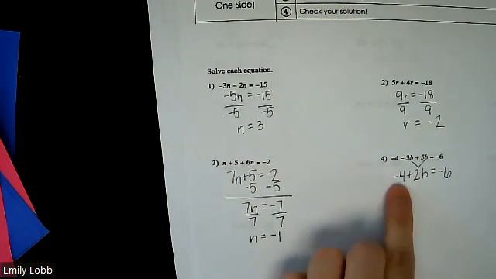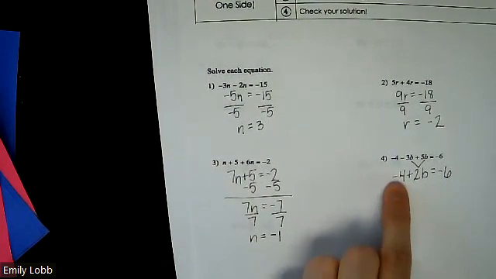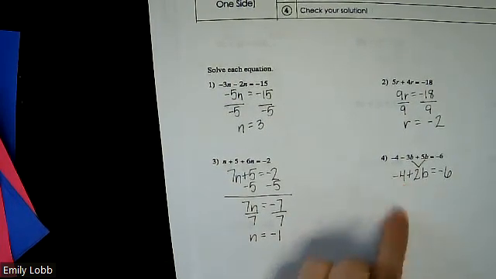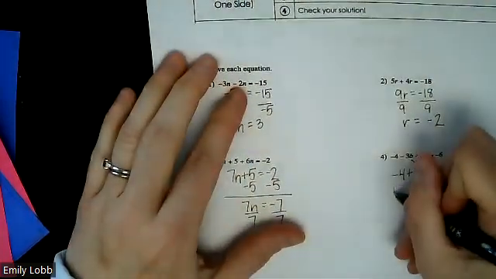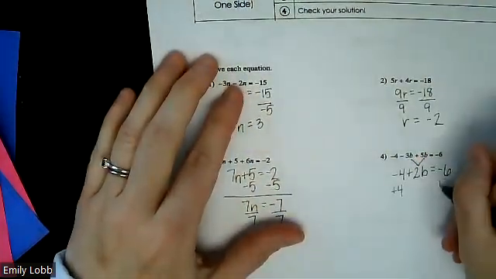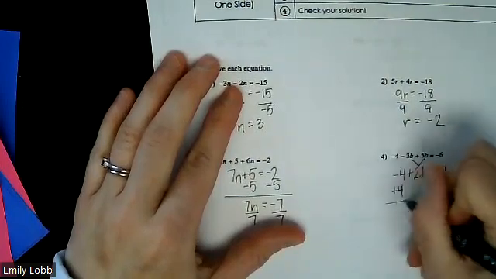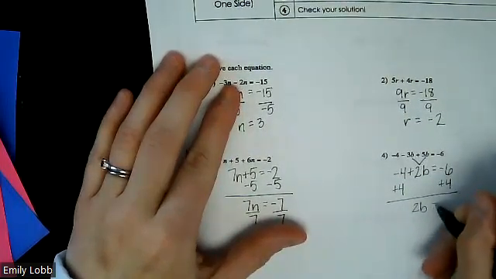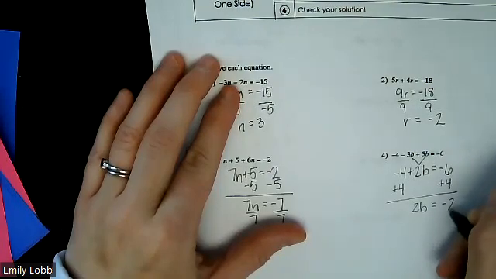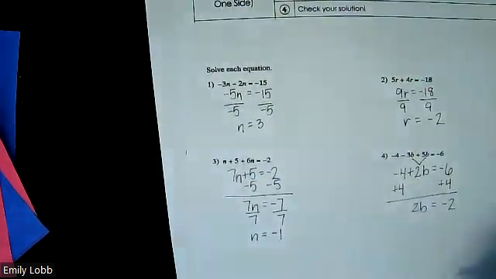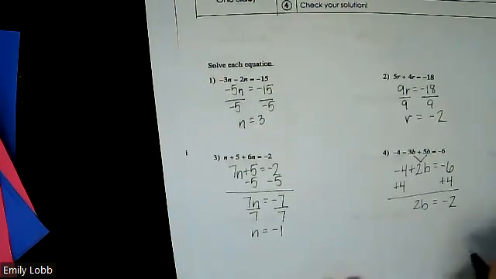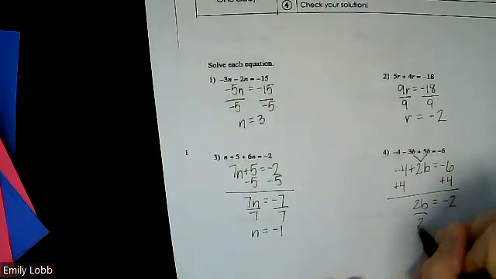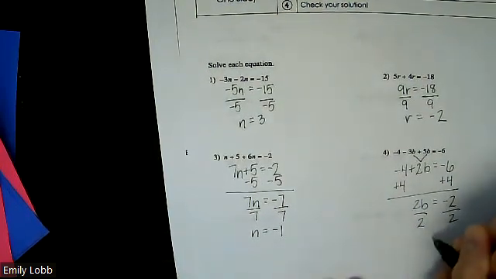In our two-step, the first thing we need to do is get rid of the constant on the side of the variable. So I'm taking the opposite from both sides. So I have to add 4 to both sides. That leaves me with 2b on the left and negative 2 on the right. This looks a lot like number 3. When we divide by our coefficient, we have b equals negative 1.